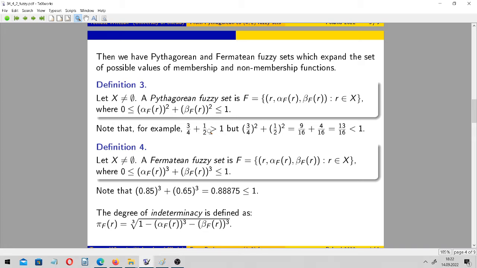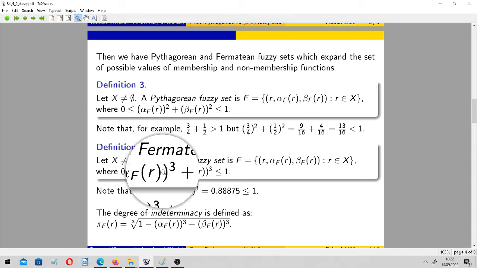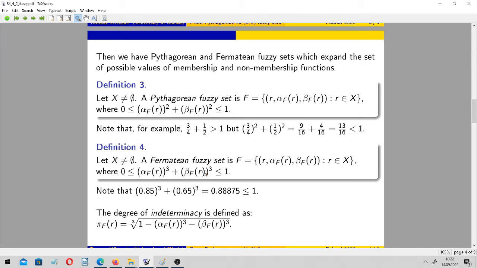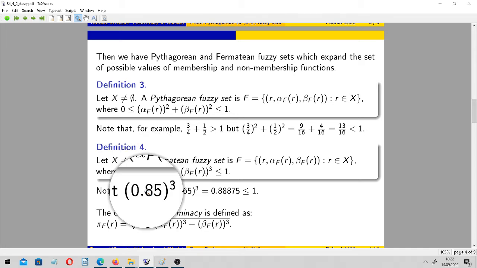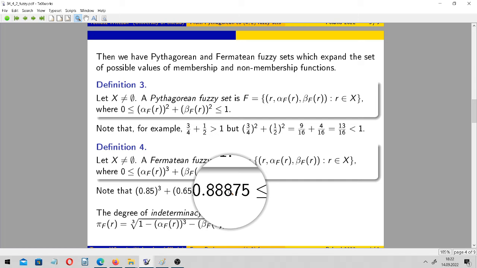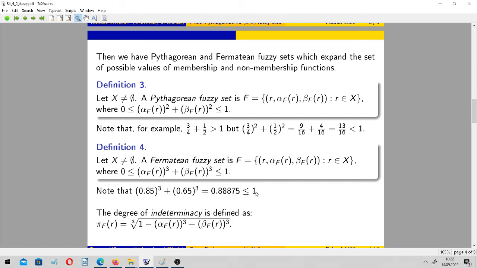And all those authors present some potential applications of this concept. Analogously, in case of Fermatean fuzzy set, we have the third power. Yes, we sum up cubes of those membership functions. For example, 0.85 cubed plus 0.65 cubed. This result is not bigger than 1. It's lesser than 1.